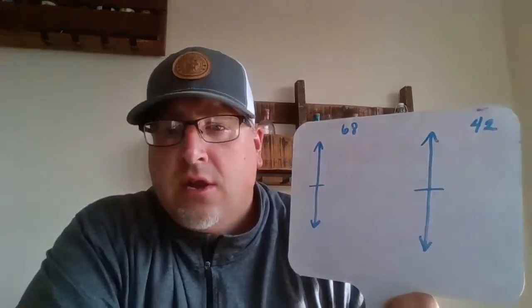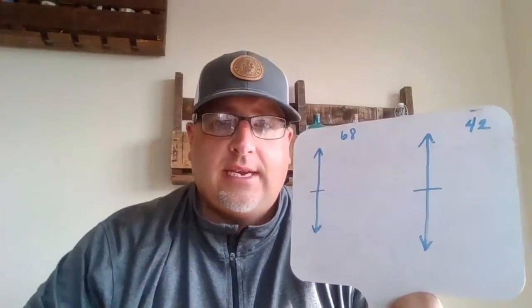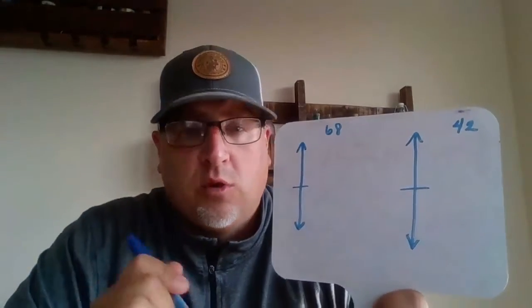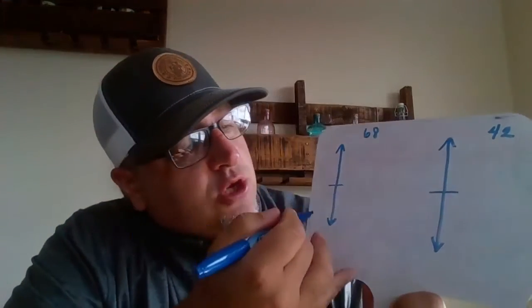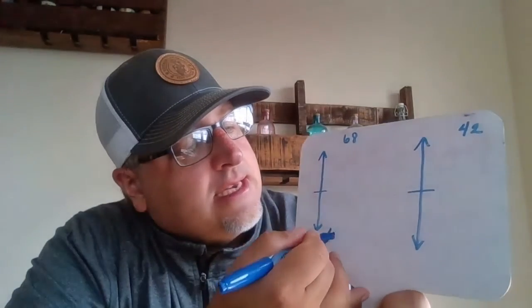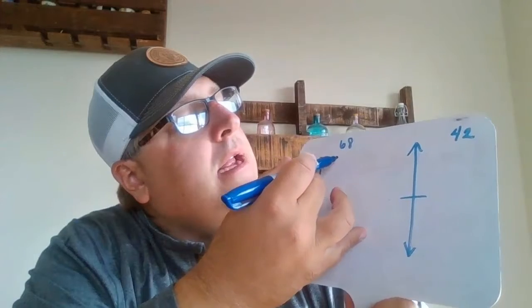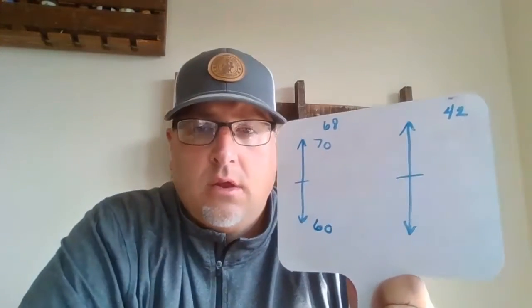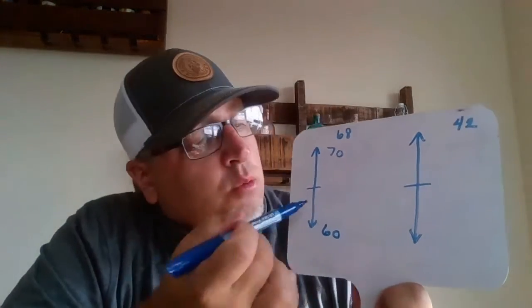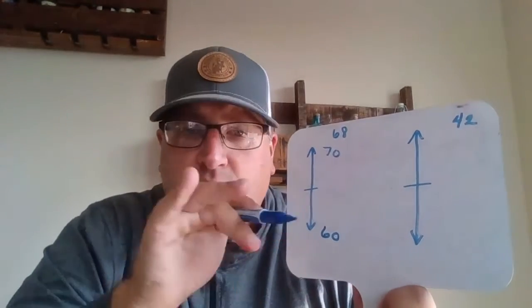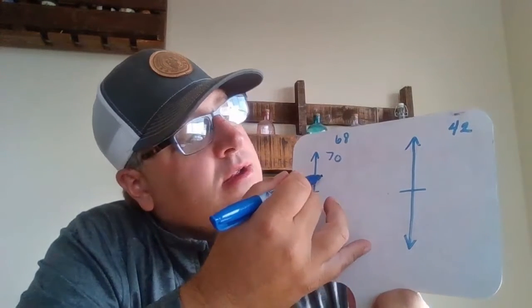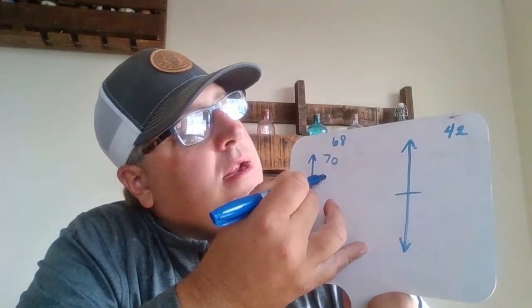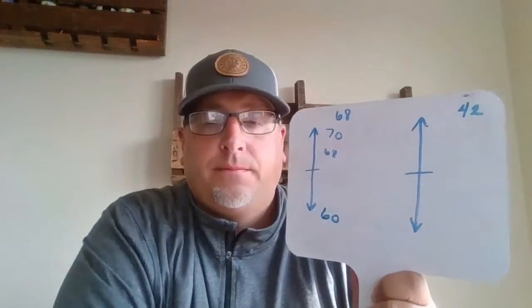So 68 is between 60 and 70. We want to know, do we want to round down to 60 or round up to 70 based on where 68 is? This mark in the middle is 65. It's right in the middle. Our number is 68. So that's 65 right there, 66, 67. I would put 68 right about there.